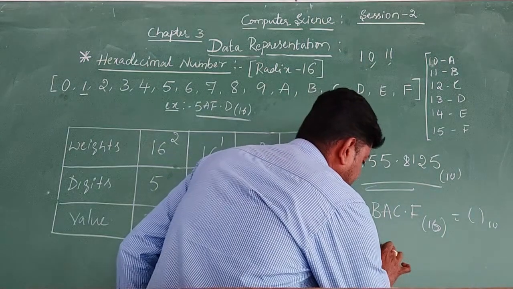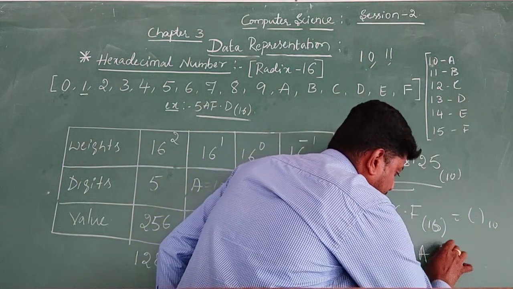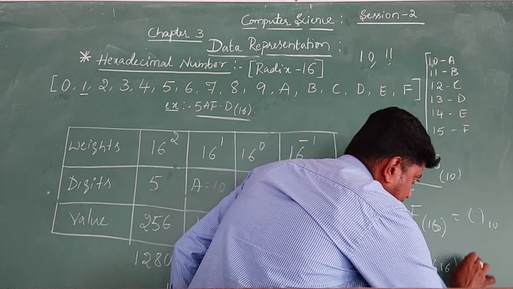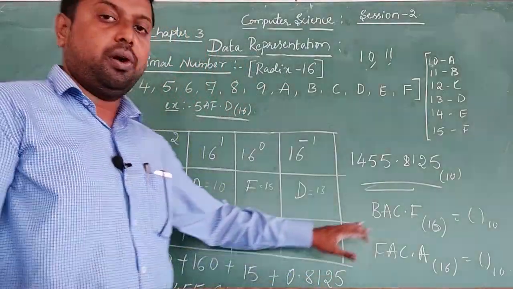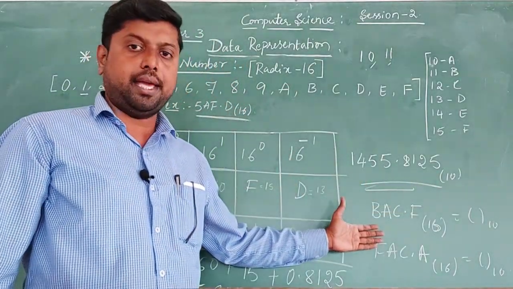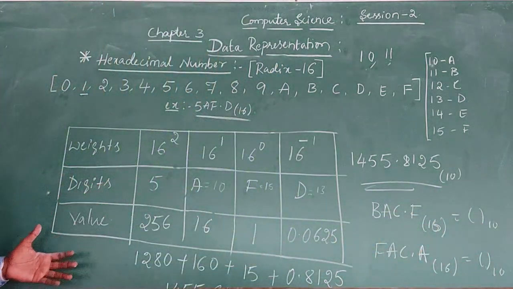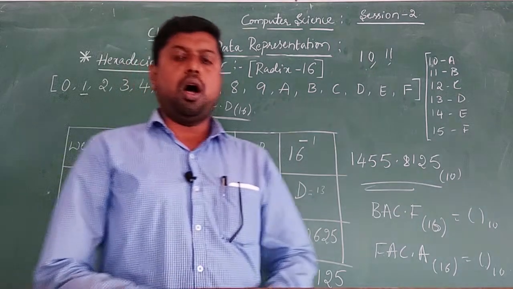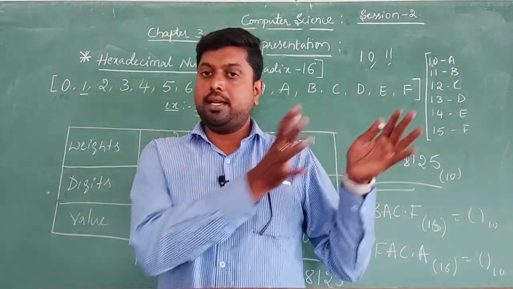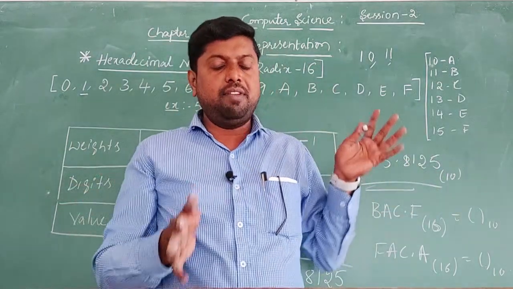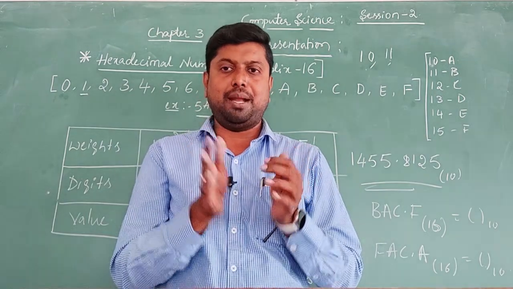Like that, FAC point A, which is also in base 16. Convert that into a decimal number. So you consider these two hexadecimal numbers and convert them into decimal numbers like this. Then you will come to know how to convert hexadecimal to decimal. We are following this as a method to convert any type of number.